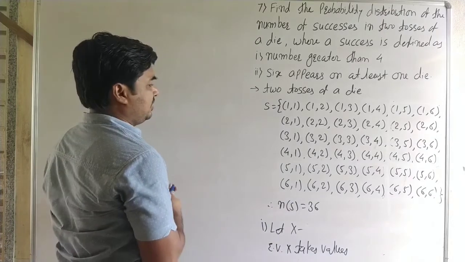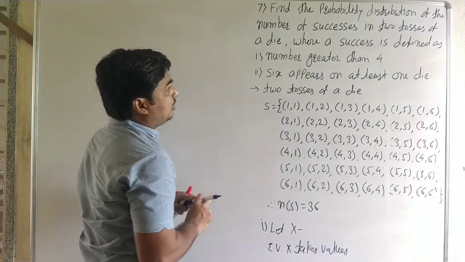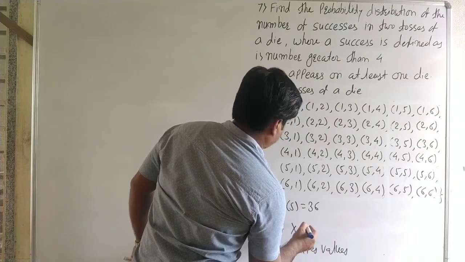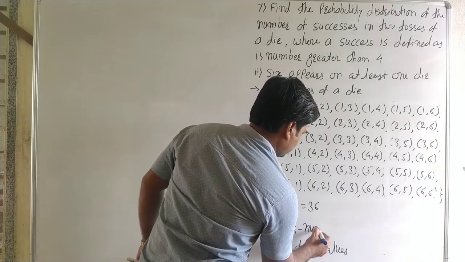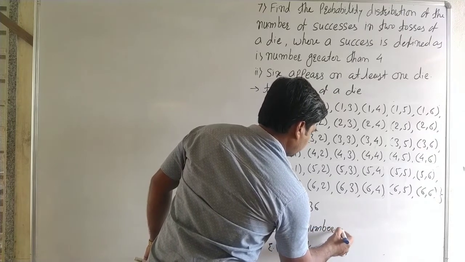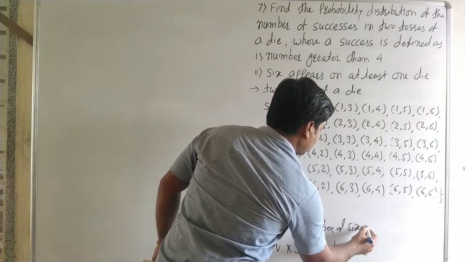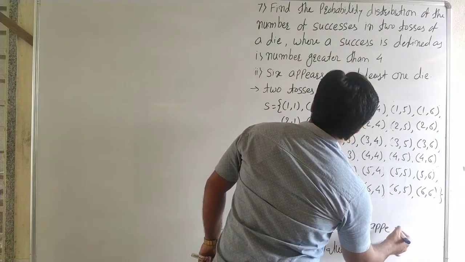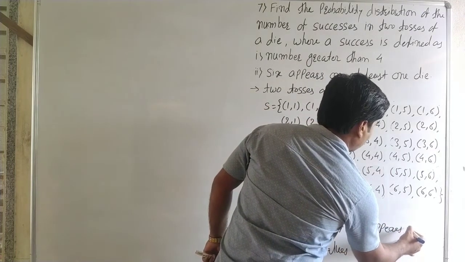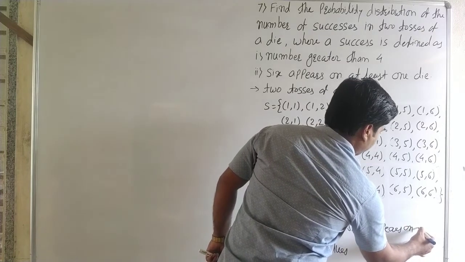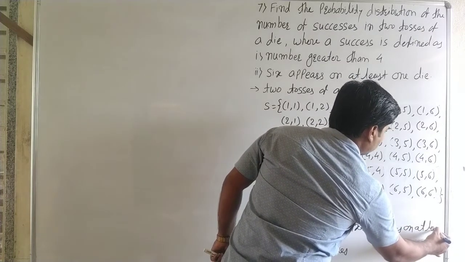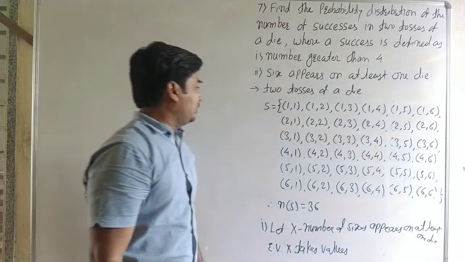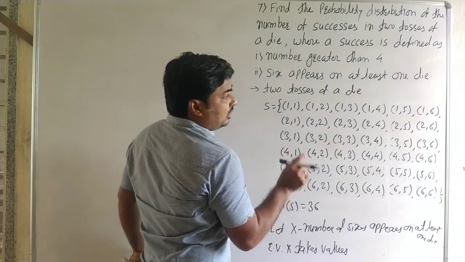Now the second example is: 6 appears on at least one die. Therefore, let X be the number of 6s that appear on at least one die. Here we want to count the number of 6s.